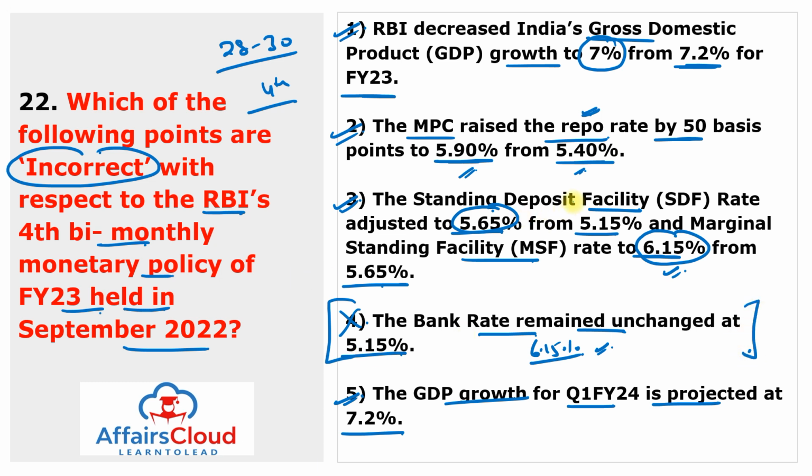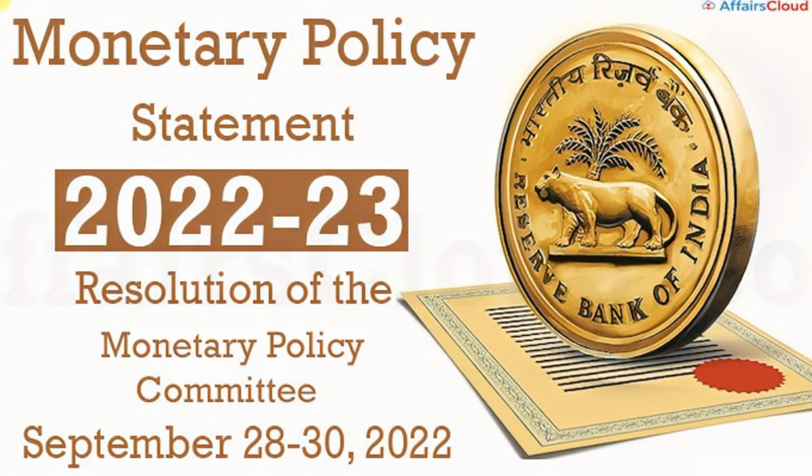And remember, all the rates are very important. I am revising here. Repo rate is 5.90%. Reverse repo is 3.35%. This is unchanged, 3.35%. Next is MSF. We already talked. This is 6.15%. Bank rate is also 6.15%. Next is SDF or standing deposit facility. This is 5.65%. CRR, cash reserve ratio, is 4.50%. This is also unchanged. Next is SLR, statutory liquidity ratio, is 18%. This is also unchanged. Moving to next question.